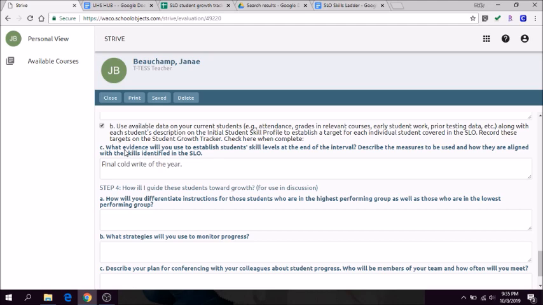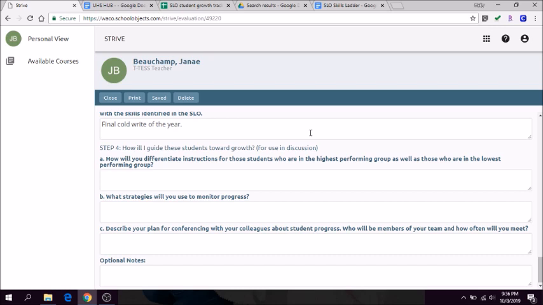Then it says, what evidence will you use to establish the student's skill level at the end of the interval? You're going to fill out what piece of evidence you're going to use at the end of the interval. For this teacher, she's doing a final Fulbright, which basically is, for lack of a better word, a final timed essay that is unaided in any way to rank students at the end of the year.